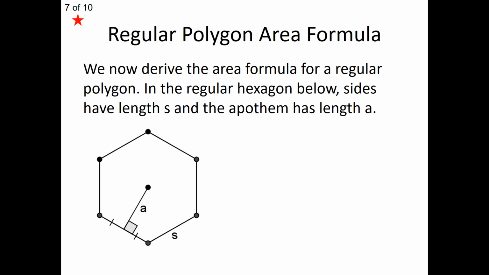Now, where I want to begin with this regular hexagon is I want to zoom in on one of the components of the regular hexagon. I'm going to zoom in on where our apothem is drawn in. So remember, our apothem does two things. It's perpendicular to a side, it bisects the side, and we're also going to see that the length of the side is important. What I want to do is add a few things to my diagram here.